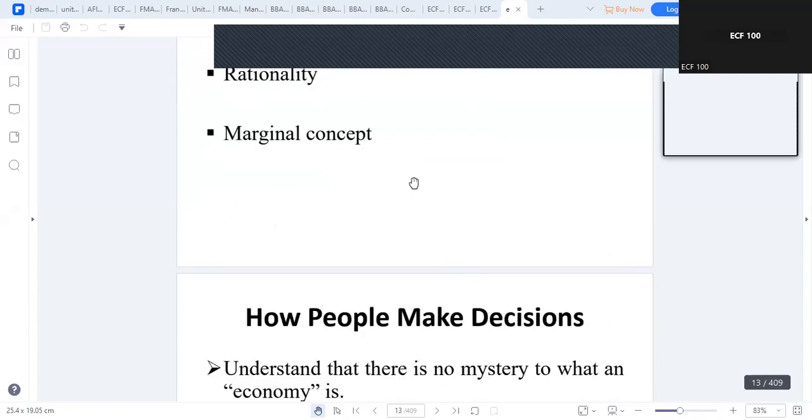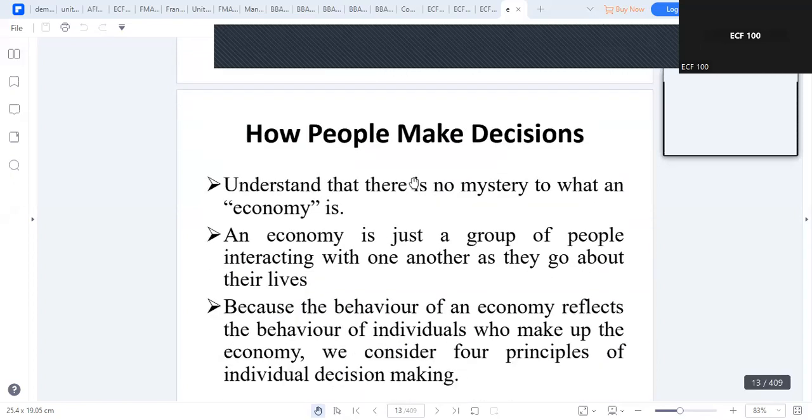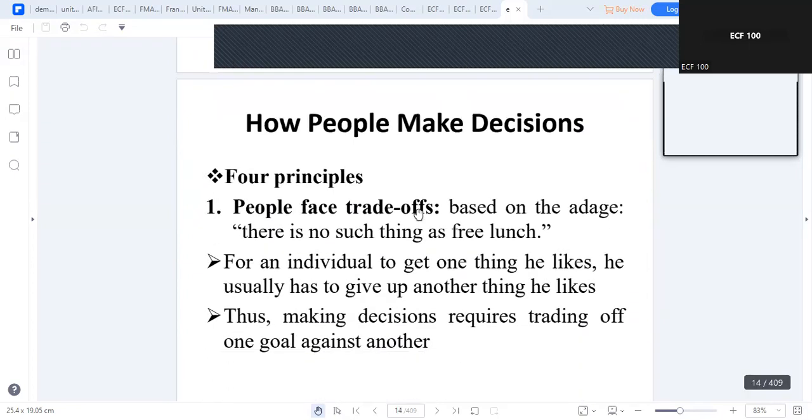All right. So how do people make decisions? We need to understand that there's no mystery to what an economy is. An economy is just a group of people who interact with one another as they go about their lives. Because the behavior of an economy reflects the behavior of individuals who make up the economy, we're going to consider 4 principles of individual decision-making. So there are 4 key principles. The first one is the principle that people face trade-offs.